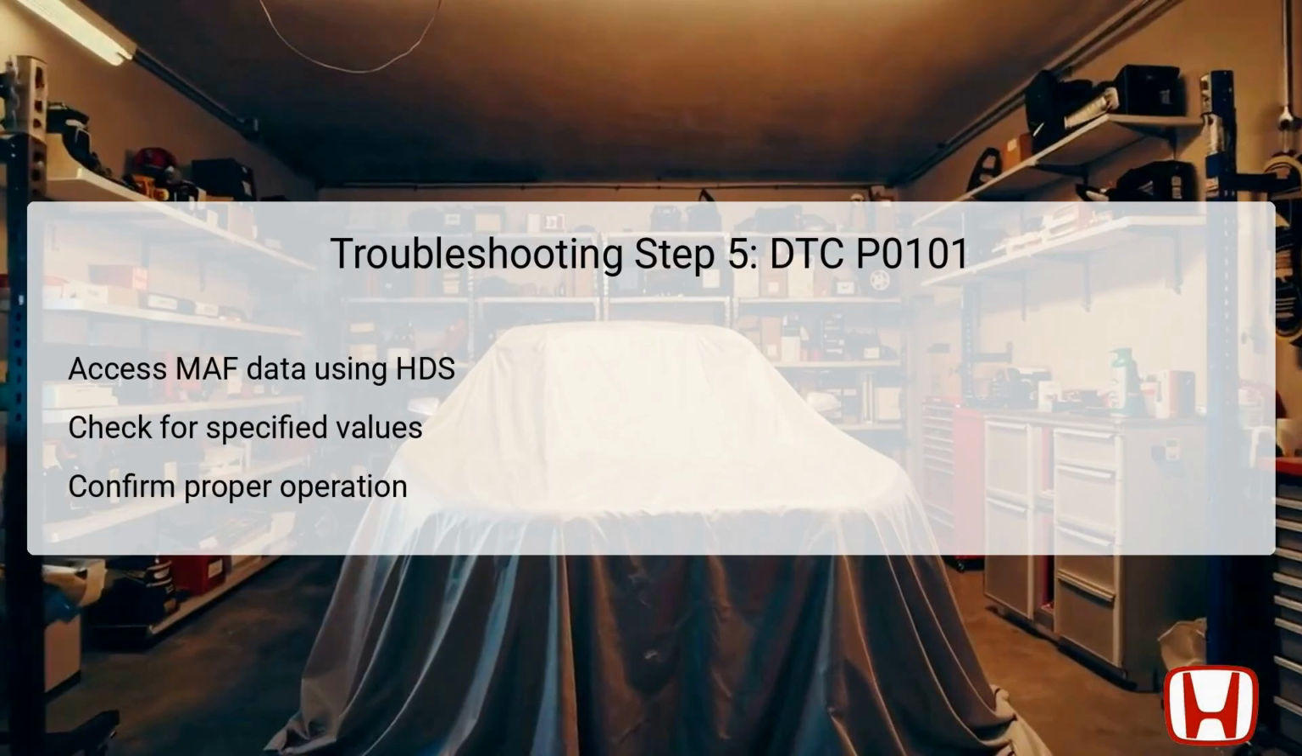In this fifth troubleshooting step, utilize the Honda Diagnostic System, HDS, to check the readings from the MAF sensor. Look specifically for values close to 0.2 grams per second, or around 0.5 volts, which indicate proper sensor performance. These readings are critical to determine if the MAF sensor is functioning correctly.